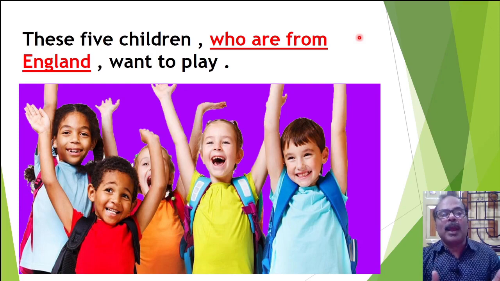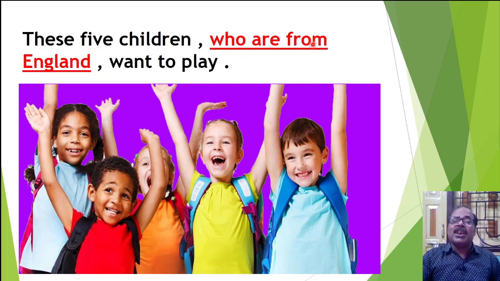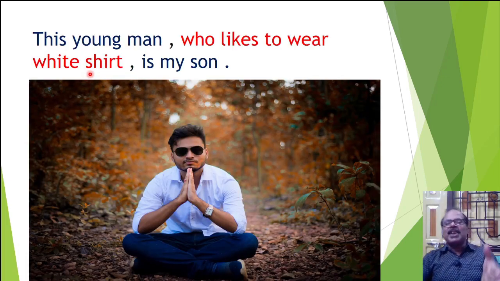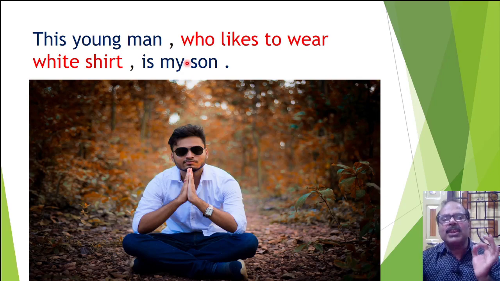If I said these 5 children want to play, complete sense, these 5 children want to play, but I am giving additional information, these 5 children who are from England, it is an additional information, so it is a non-defining adjective clause. Another example for non-defining adjective clause, this young man, I can see the young man, this young man, demonstrative adjective has been used here, this young man who likes to wear white shirt is my son.